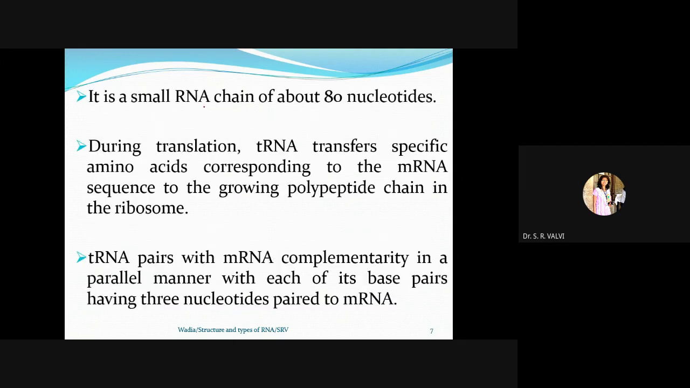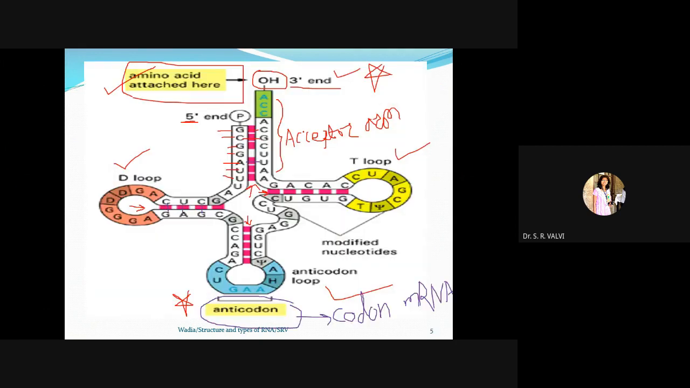It is a small RNA chain. This tRNA is a very, very small RNA chain. It is, as I said, about 70 to 80 nucleotides. About 80 nucleotides means whatever structure we are observing, suppose you count from here, this is the 1, 2, likewise. And you should end here. Let me take this pointer so that you will get it. Just count all these nucleotide bases. That will give you about 70 to 80 nucleotides, right?